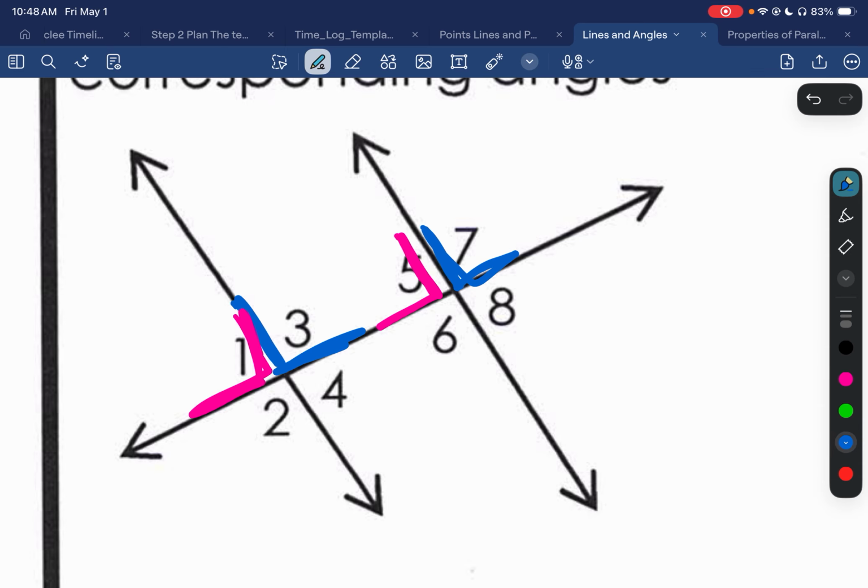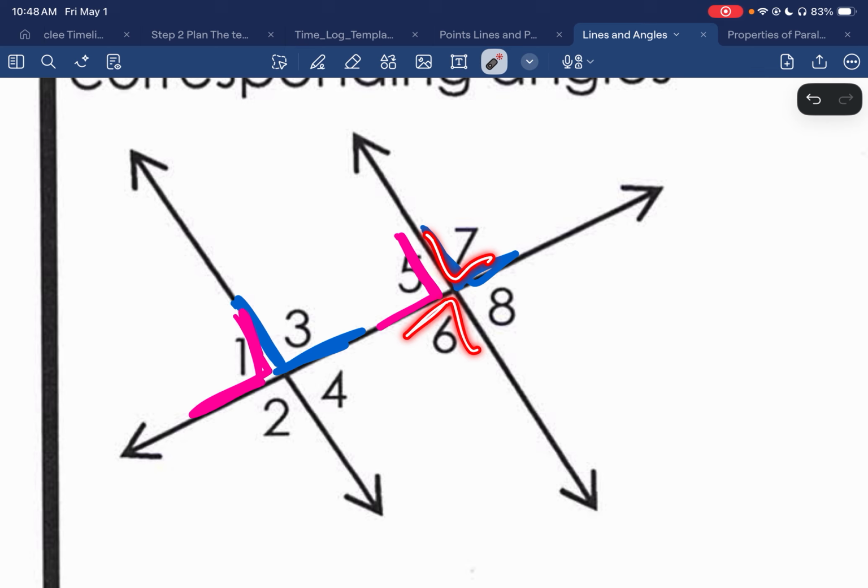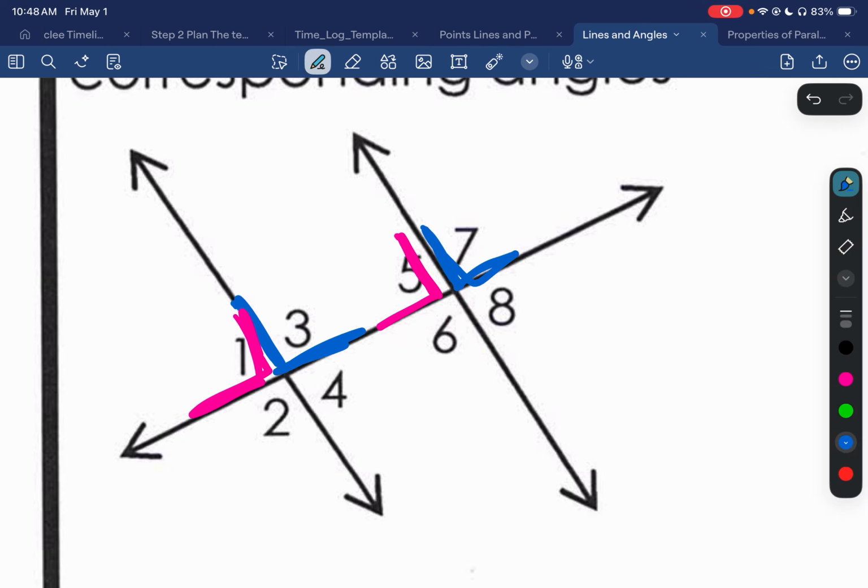And then technically, this angle and this angle are the same, right? So I'm just going to show you their pairs real quick, but I'll just do a different color. So 2 and 6. And lastly, 8 and 4.